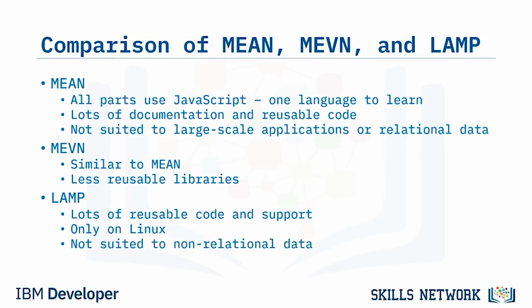MySQL is a relational database, so the stack cannot take advantage of unstructured data. The other disadvantage of the LAMP stack is that the back end runs on PHP, Perl, or Python, whereas the front end uses JavaScript and HTML, making it harder for developers to switch back and forth between the MEAN and MEVN stacks, which use JavaScript throughout.